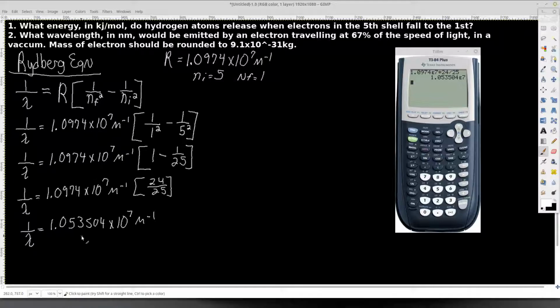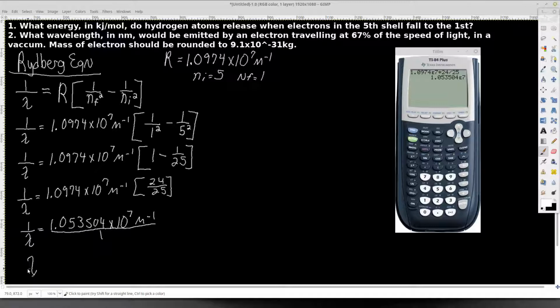Now, even though this may look like we have solved for the wavelength, we really have not. What we need to do is multiply both sides by wavelength and then divide both sides by this 1.053504 times 10 to the 7th m to the negative 1. But it's a lot easier, instead of doing that, just flipping it. So basically go ahead and pretend like this is, since there's nothing here in a denominator, pretend that it's already over 1, and let's just flip everything.